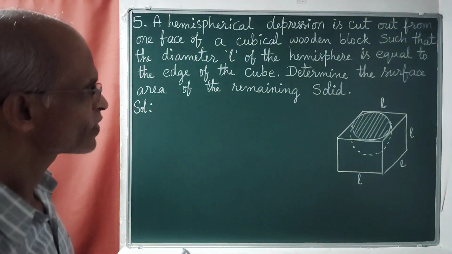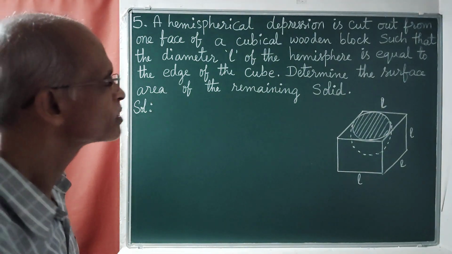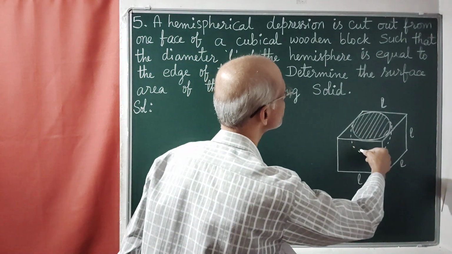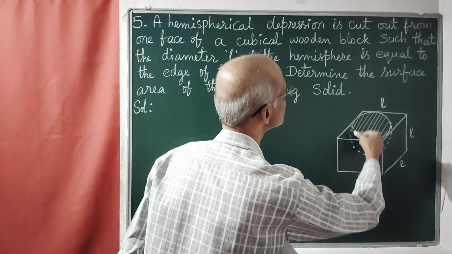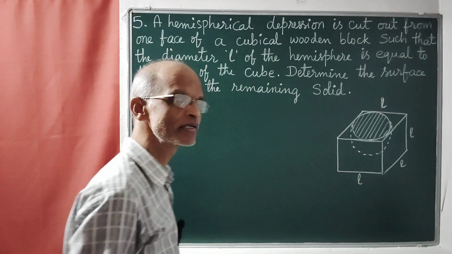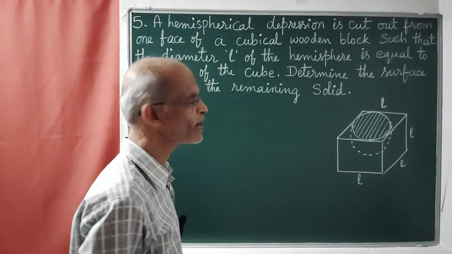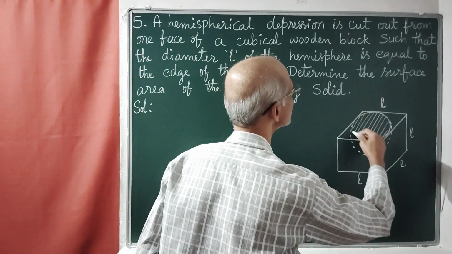So the surface area of the remaining solid means what? The CSA of the hemisphere plus TSA of the cube minus area of the circle.